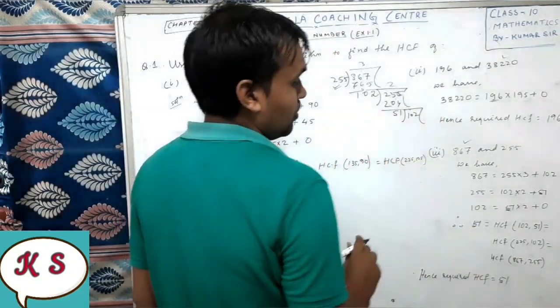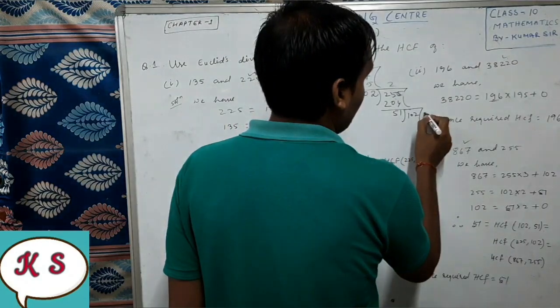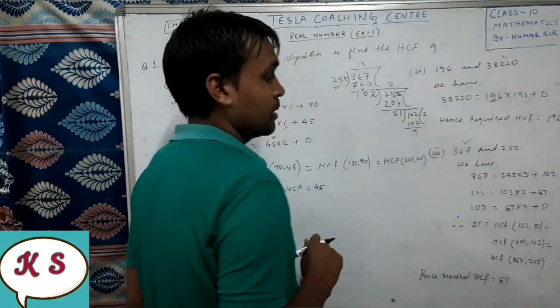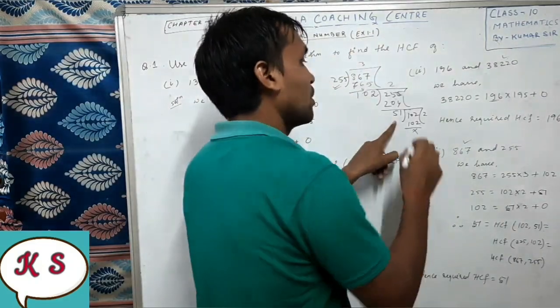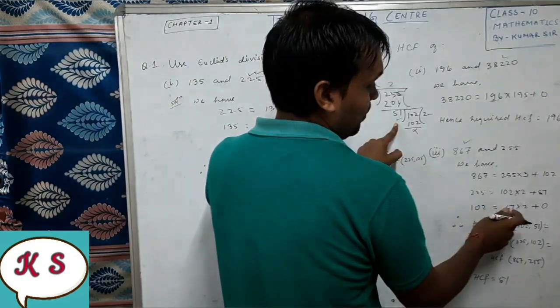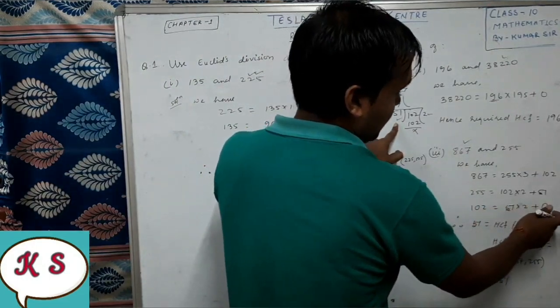So how many times will it be going? It will be going 2 times. So 2 times, when you are multiplying it, the remainder is coming exactly 0. So this is 51 into 2, so 102 equals 51 into 2 plus remainder 0.